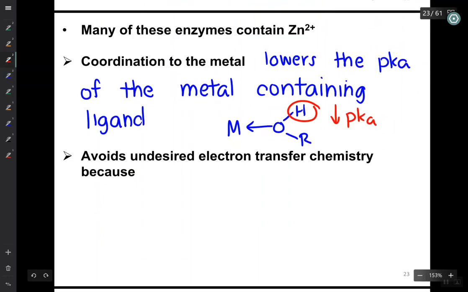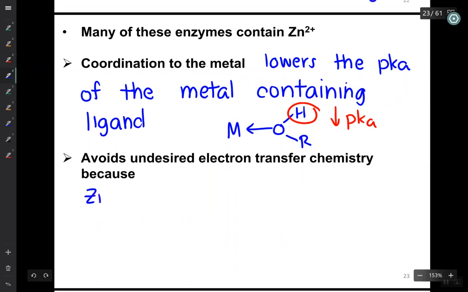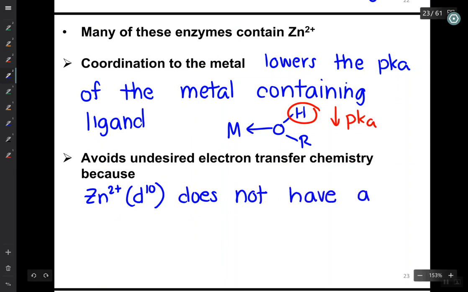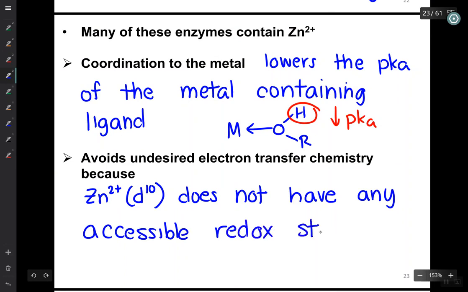And zinc is such a special ion because it avoids undesired electron transfer chemistry, because zinc 2 plus, you know your electron count, is a d10 metal ion. So it does not have any accessible redox states. Okay, so if you have a closed shell configuration ion, that means it doesn't want to gain or lose electrons. So that means you usually see zinc as only a 2 plus and not zinc plus 1 or zinc plus 3, because that would not be a complete closed shell configuration.